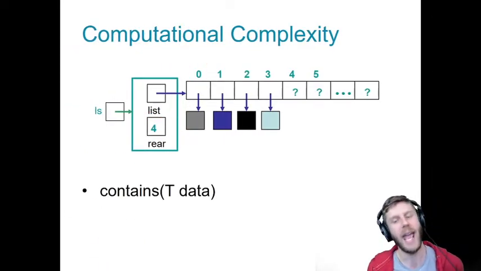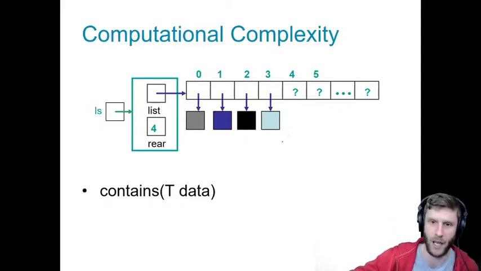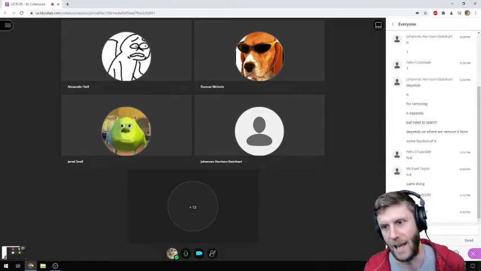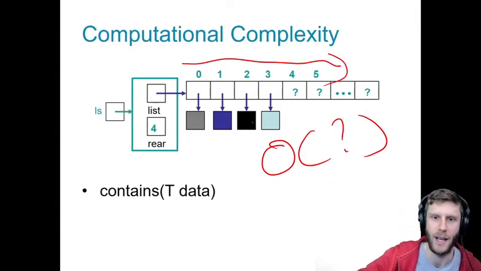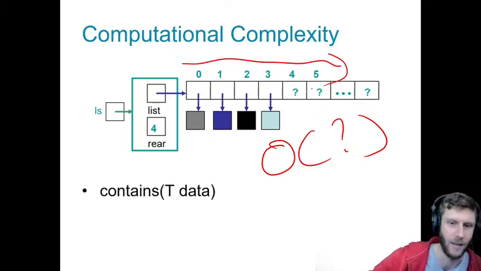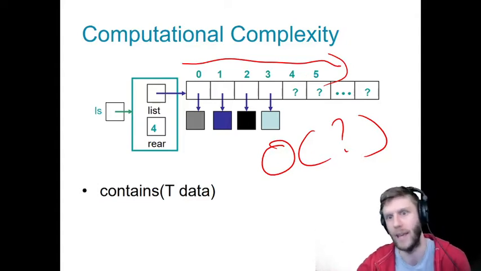How about contains? What's this one? What's the computational complexity of this? What's big O of this? N. Absolutely. Why? Well, we're going to have to do a linear search. And the only way we can guarantee we found it is if we look at all the things. And the thing might not even be there. We will only know it's not there if we looked at all n things.